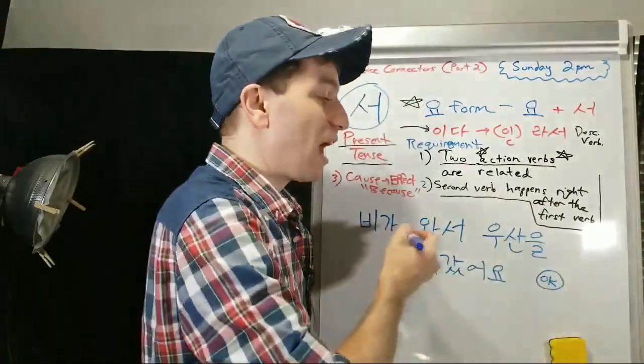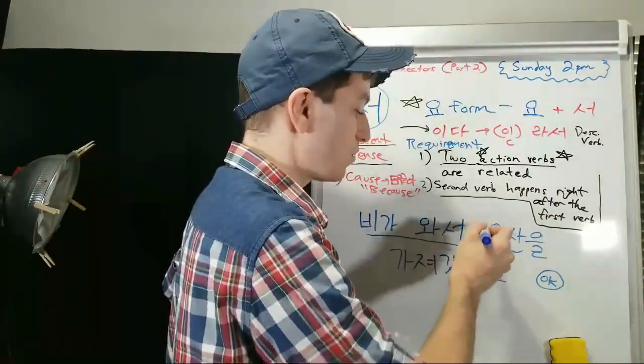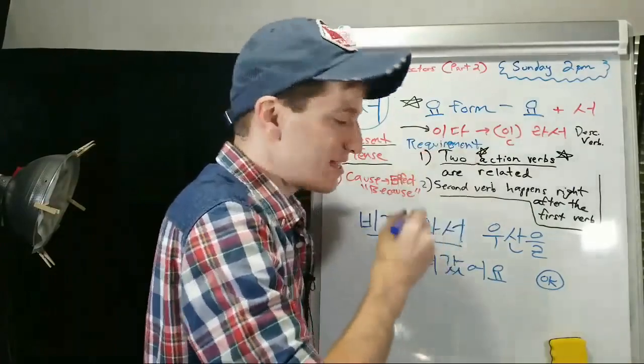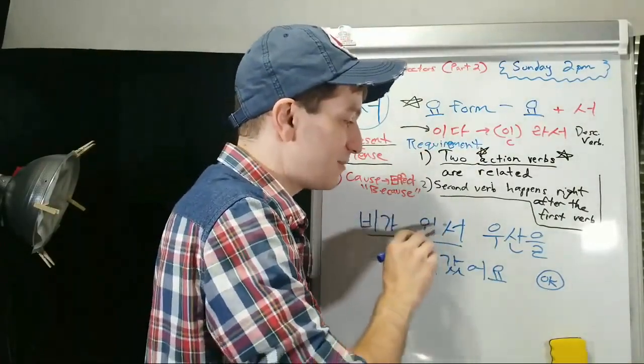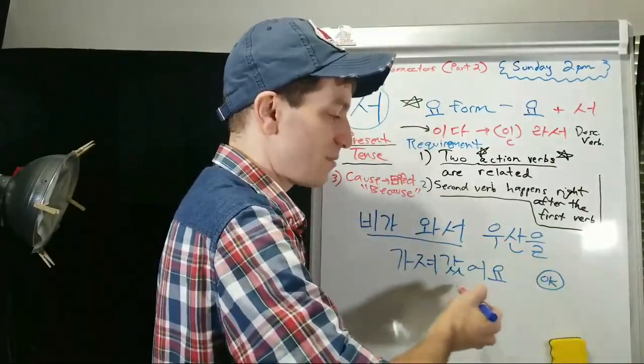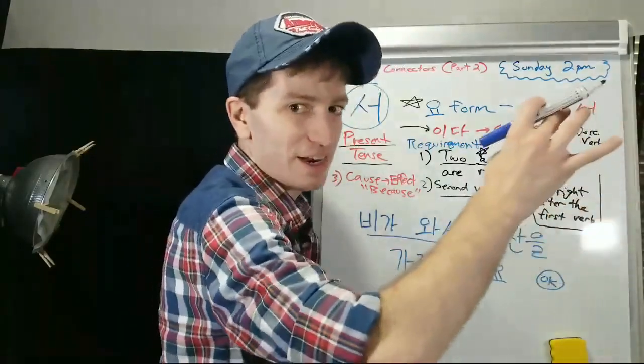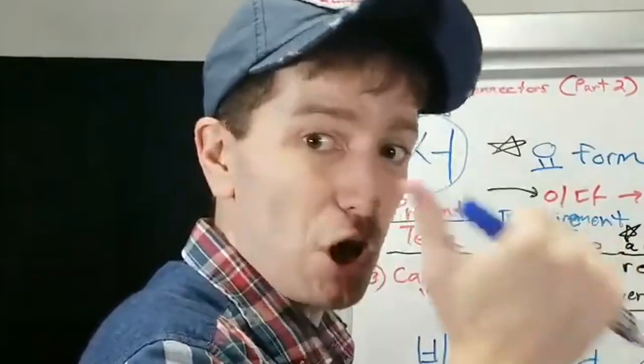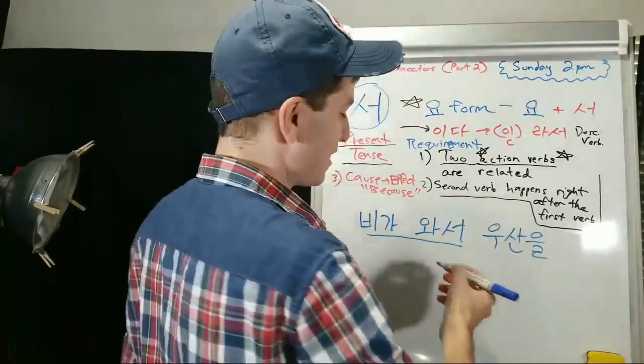You can say this. 비가 와서, it's raining, so, or due to it raining, because the cause of raining caused me to 우산을 가져갔어요. I brought an umbrella, or I took an umbrella there. I brought an umbrella because it's raining. Perfect.